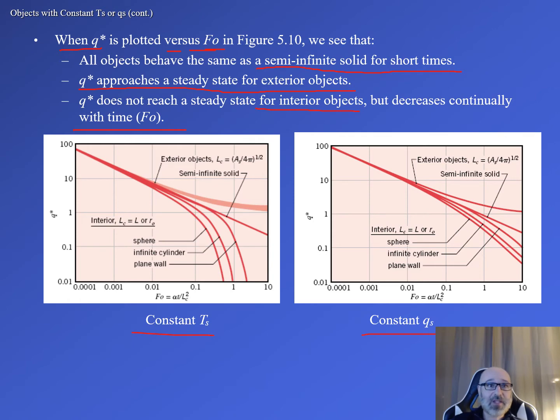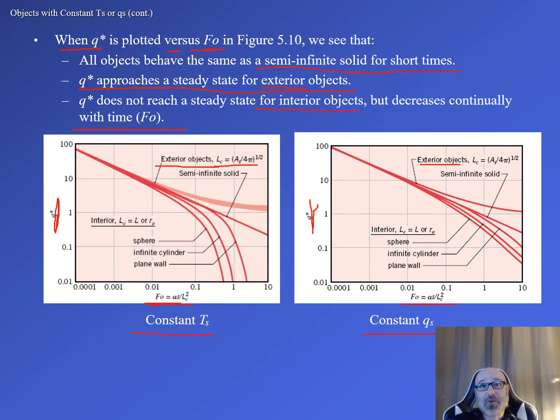So we can see on the x-axis down on the bottom, we have our Fourier number, our dimensionless time unit on both of these. And then we have our Q star for our dimensionless heat rate on our y-axis for both of these as well. So now if we're looking at our exterior objects, we can see there's our exterior objects with our relationship for our L sub C.